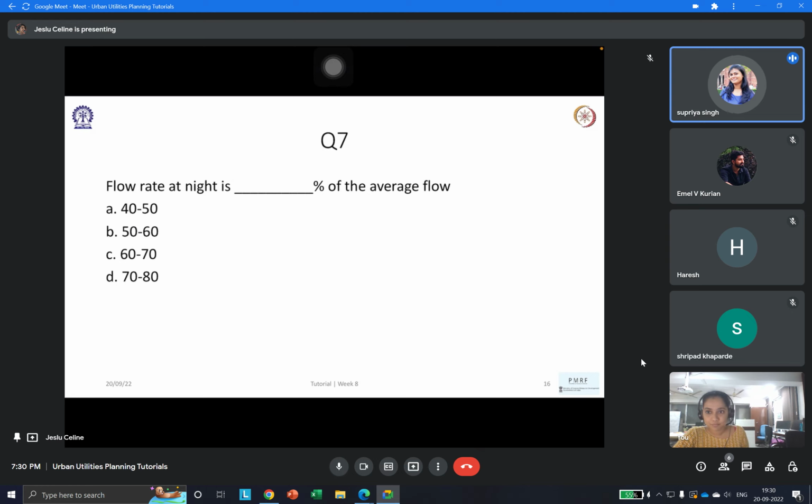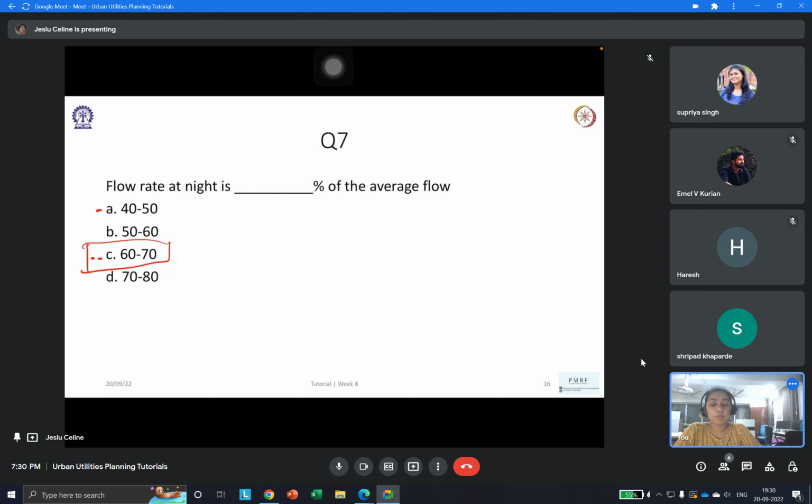60 to 70%. Supriya says 60 to 70%. Harish? 40 to 50%. Okay. Let's say 60 to... Shripad? 60 to 70, madam. Okay, so this is 60 to 70%. So let's go by majority vote. 60 to 70% is the answer.